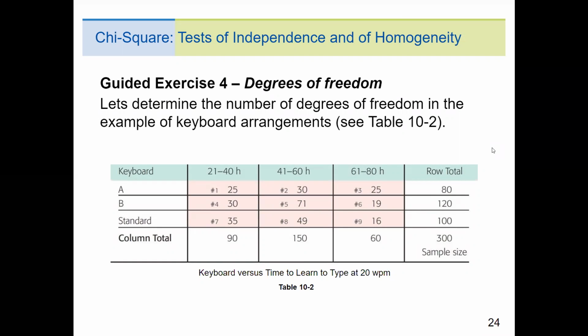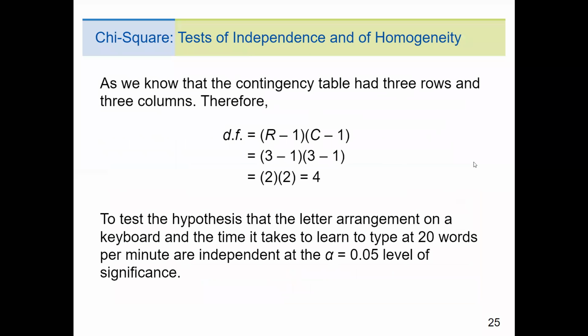Let's determine the number of degrees of freedom in the keyboard example. As we know, the contingency table had 3 rows and 3 columns. Therefore, 3 minus 1 will give us 2. 3 minus 1 will give us 2. So the degrees of freedom are 4.